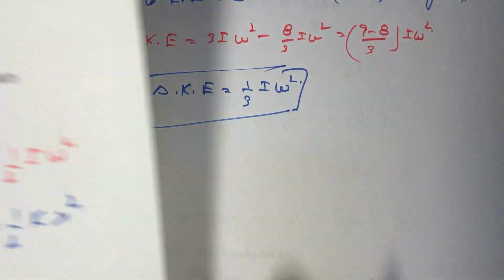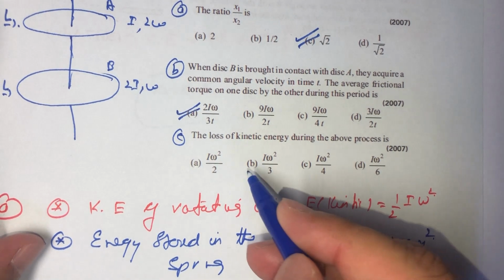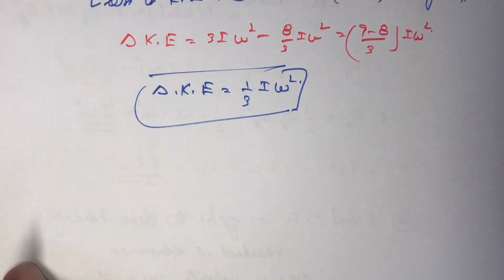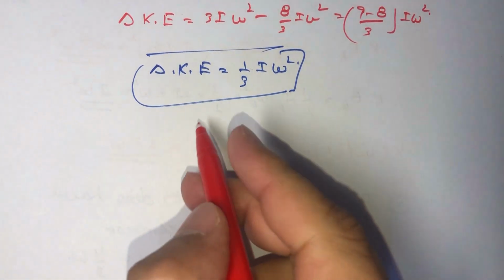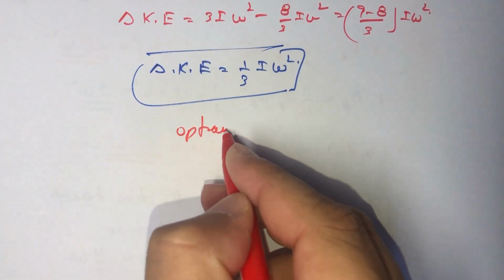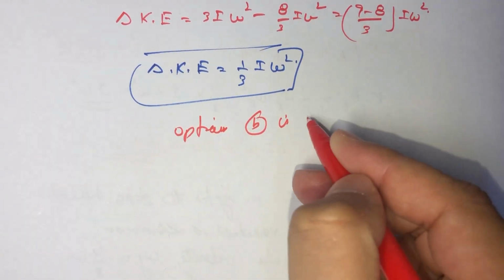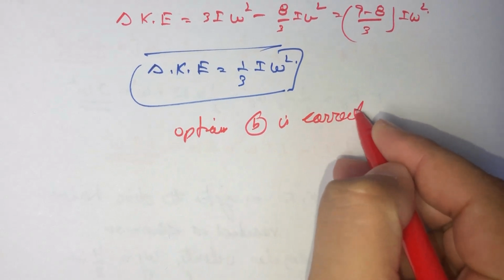So the option available to us is option number B. So option B is correct.